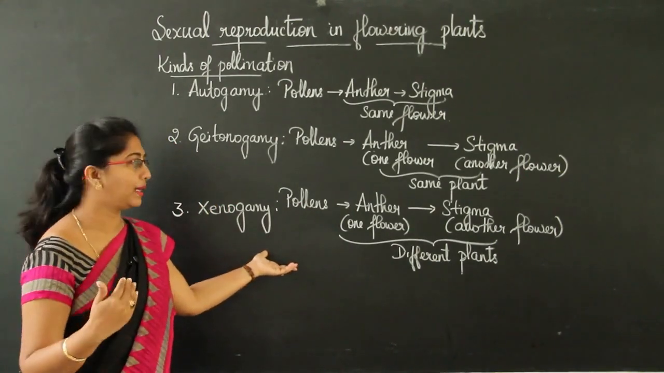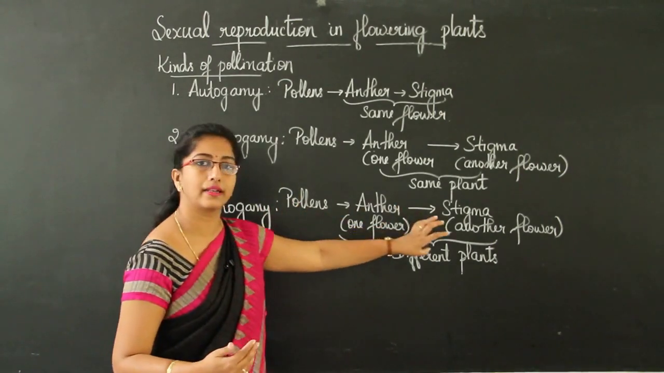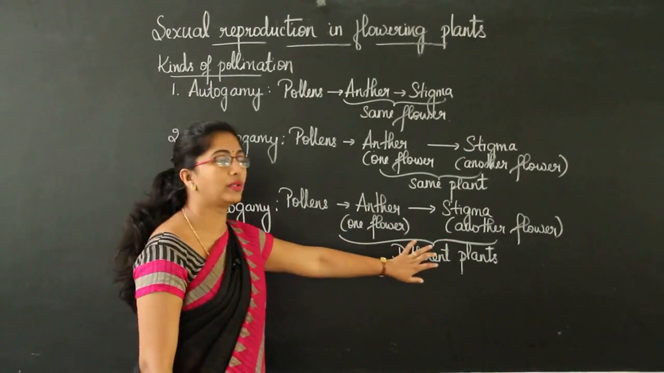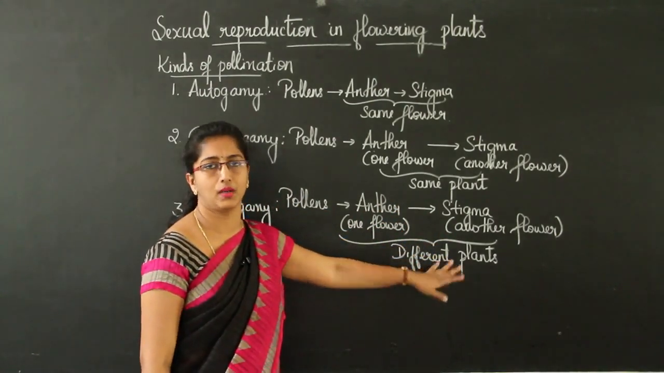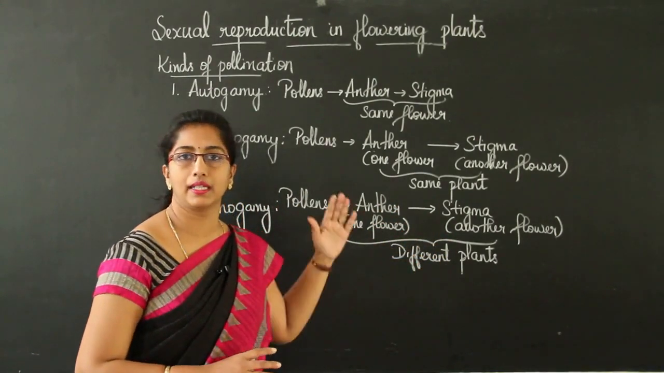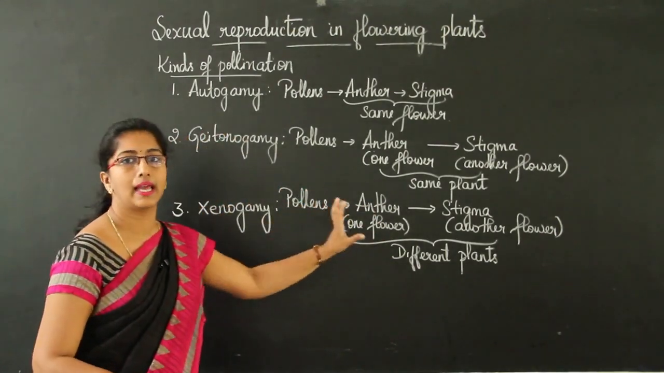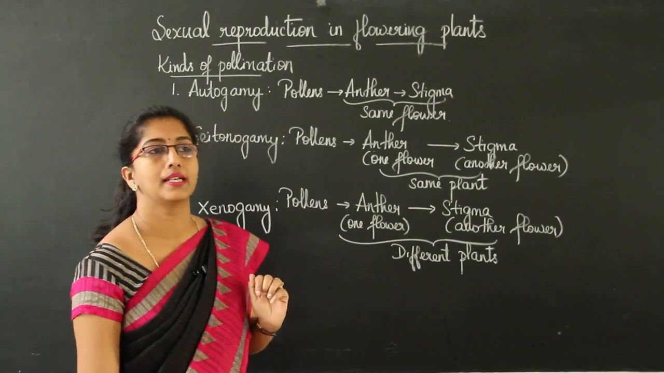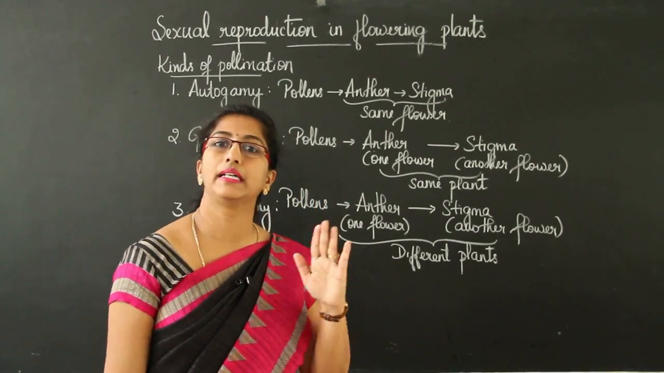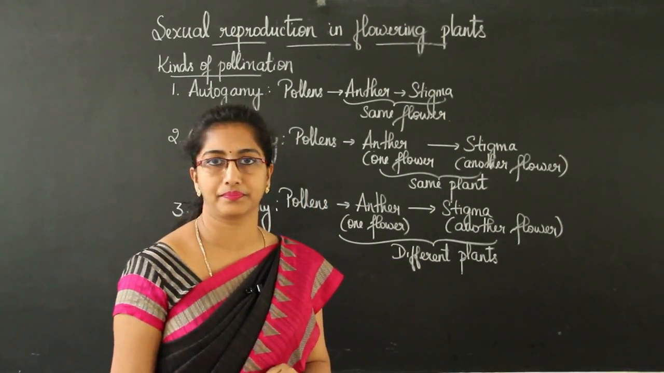Geitonogamy, 2 flowers are involved, transfer of pollen grains from anther of one flower to the stigma of another flower, but on the same plant. Here also 2 flowers are involved, but they are on 2 different plants. Okay, so you need to explain all the 3. These terms you need to write, and also you have to explain what it is. Okay, so that is about different types of pollination.